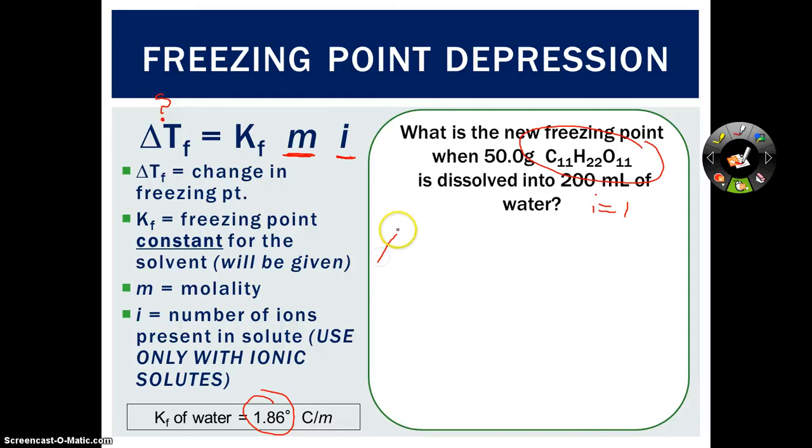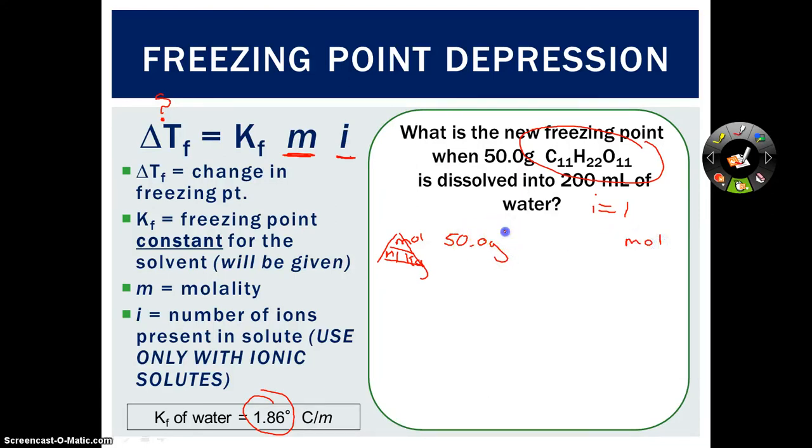We go back to our triangle, our definition. We have m equals moles per kilogram. That's a horrible triangle. You get the idea? I'm trying to find molality, so I cover up the molality. I need moles of solute per kilogram of solvent. So small number is solute, 50 grams. I want to convert that to moles.